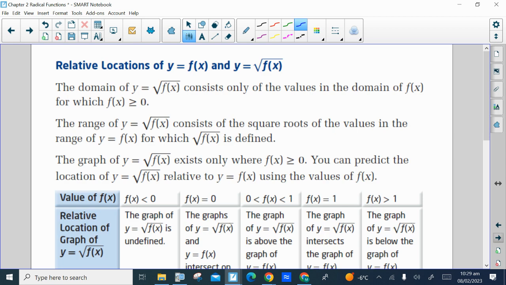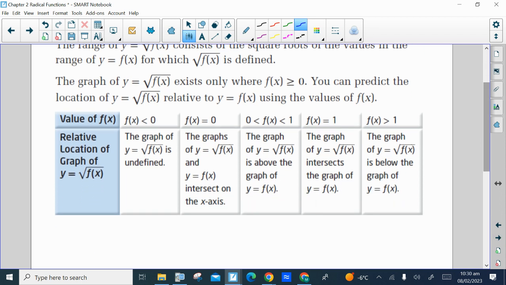So here's a summary of what we've just talked about. The domain of y equals the root of f of x consists only of the values in the domain of f of x for which f of x is greater than or equal to 0, meaning y can't be negative. The range of y equals the root of f of x consists of the square roots of the values in the range of y equals f of x, where the root of f of x is defined. The graph of the square root function exists only where f of x is greater than or equal to 0.